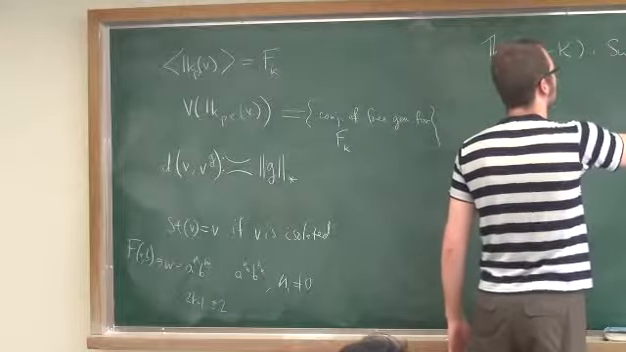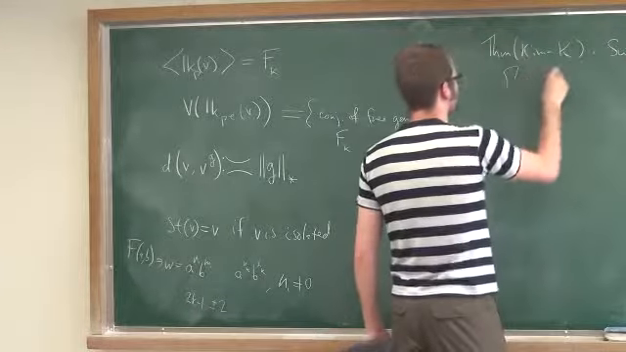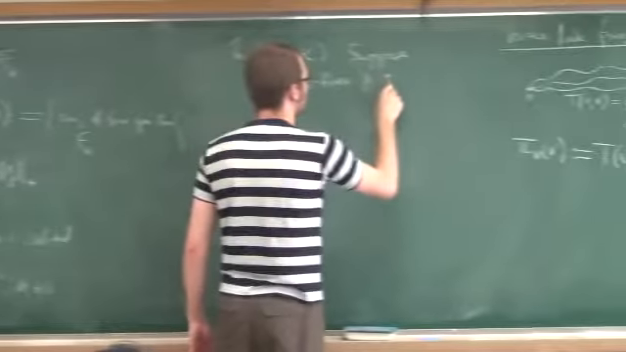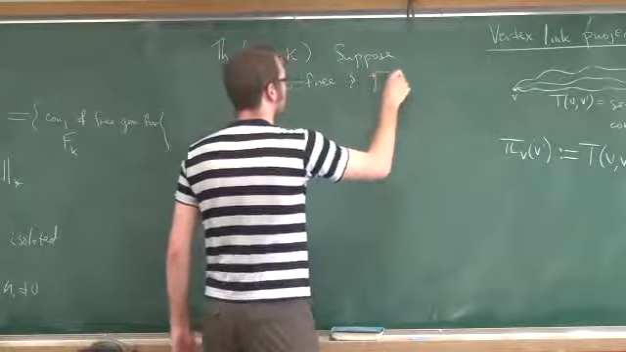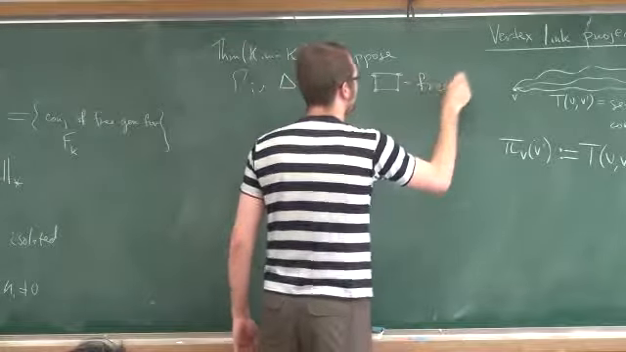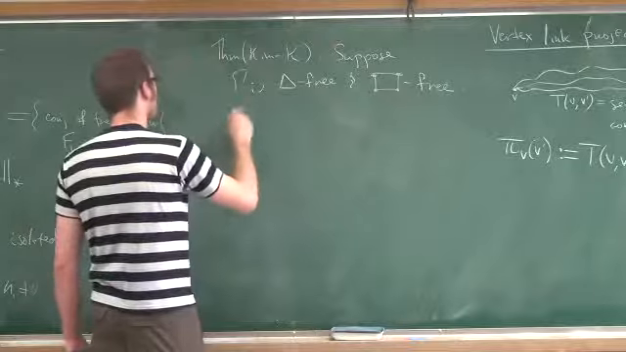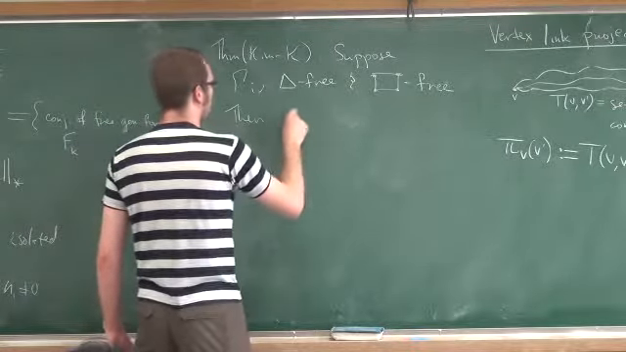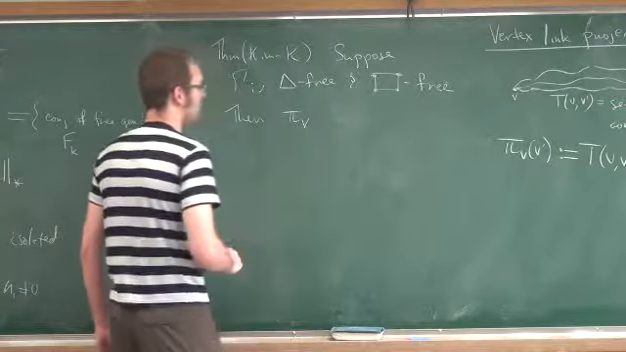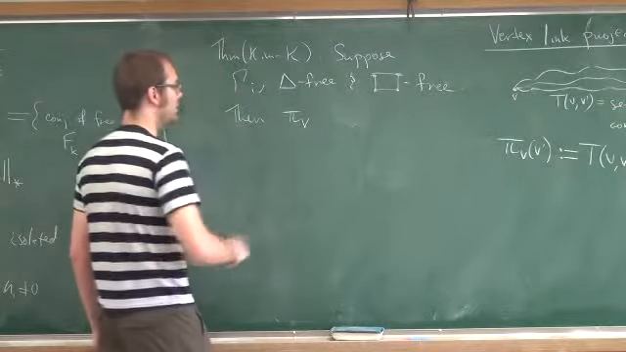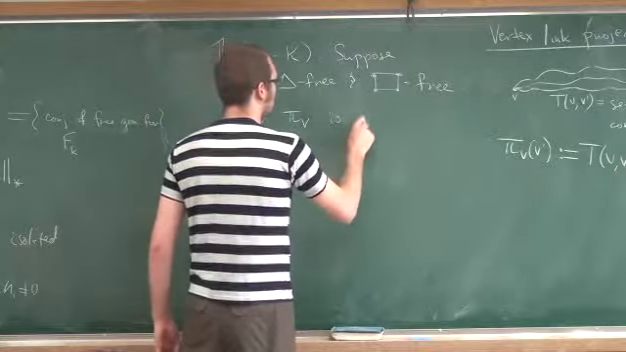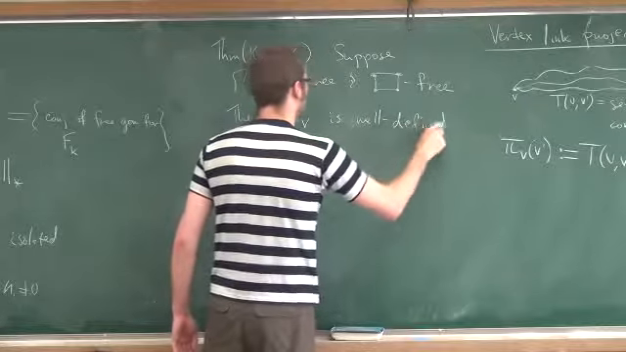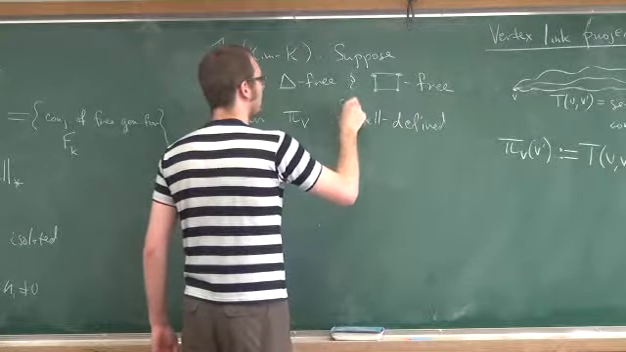So suppose gamma is triangle free, and for technical reasons we also need it to be square free. Then the operator vertex link projection to V is well defined. Of course, when I say well defined, I mean coarsely well defined.